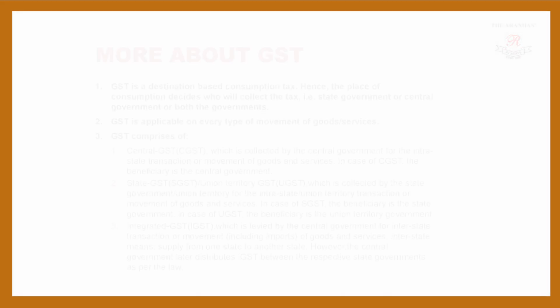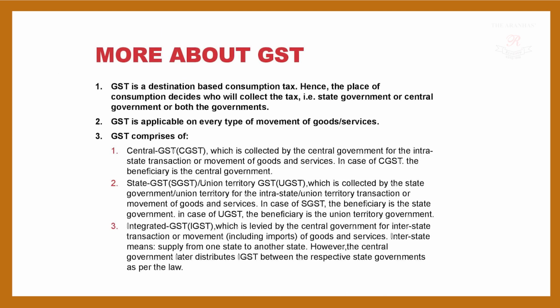Here I would like to mention what you mean by intra-state. Intra-state means within one state. Then state GST, that is called SGST, and Union Territory GST, that is UGST, which is collected by the state government and Union Territory within the state. That means within the state, if the rate of GST is say 18%, half of GST will go to the state government, half of GST will go to the central government.